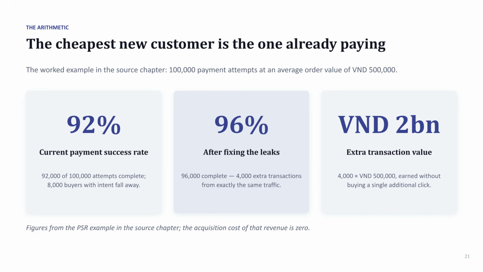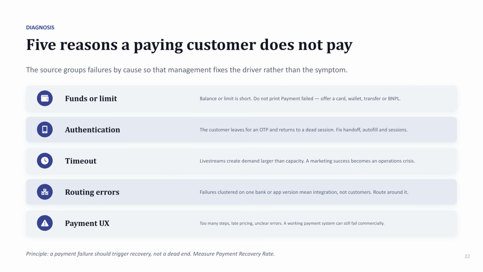Improving payment success rates can yield significant returns without extra acquisition costs. By moving from a 92 to a 96% success rate, you can capture more value from existing traffic, effectively earning revenue for free. To improve performance, diagnose the root cause of payment failures. Whether due to insufficient funds, authentication errors, timeouts, routing issues, or poor user experience, a failure should trigger a recovery mechanism rather than reaching a dead end.